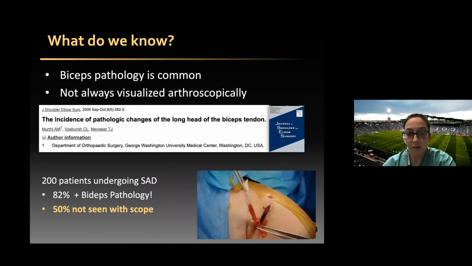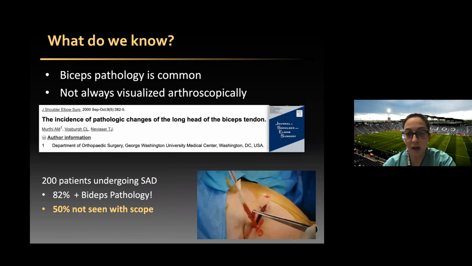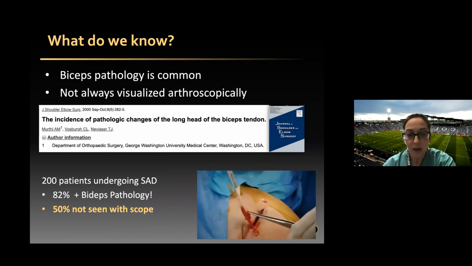We know that biceps pathology is common, and what's critical to understand is it's not always visualized arthroscopically. In this study published out of JSES almost 2 decades ago, 200 patients were undergoing a simple subacromial decompression arthroscopically. 80% were known to have biceps pathology, but only half were seen arthroscopically. The rest was noted based on preoperative physical examination and imaging, and then noted once the biceps was taken out of the groove through an open approach. And so over half of the time, biceps pathology may not be visualized arthroscopically, and we can't really rely on that.